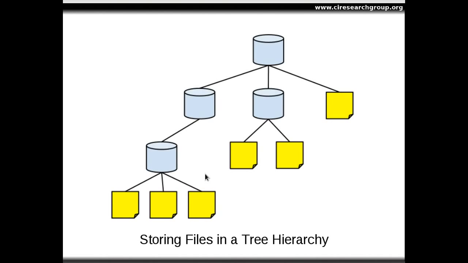We store files on a computer using something called a tree hierarchy. A tree hierarchy is a way of organizing our data so that we're able to find it later whenever we need to access it.